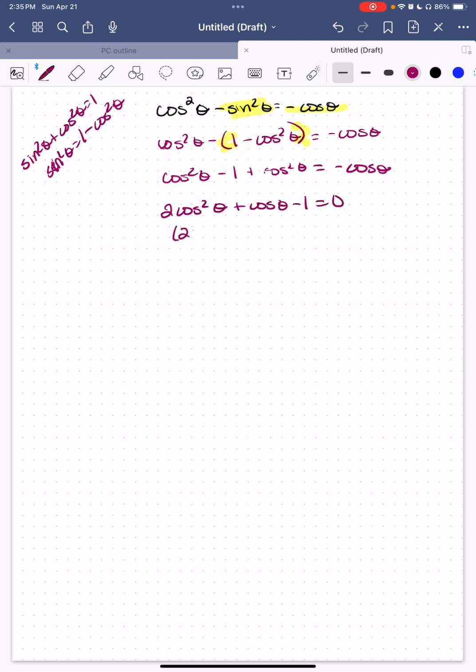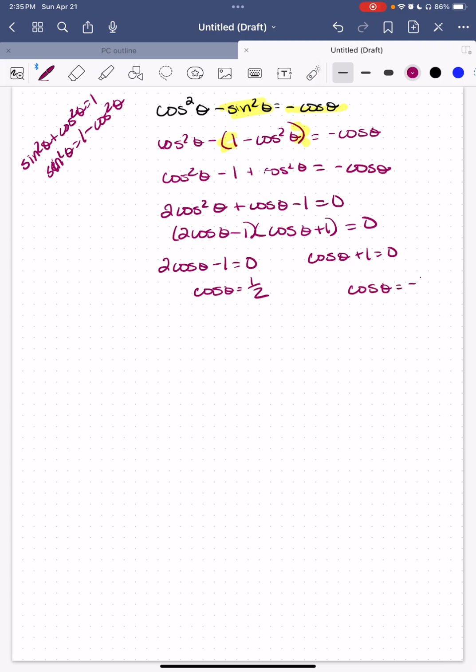That's going to factor to 2 cosine theta minus 1 times the quantity cosine theta plus 1 equals 0. Set each factor equal to 0, so 2 cosine theta minus 1 equals 0, and cosine theta plus 1 equals 0. Solving the left one gives me cosine theta equals 1/2. On the right, I have cosine theta equals negative 1. So going to the unit circle, here's pi over 3 and 5 pi over 3, and this one gives me pi, so those are our three solutions.